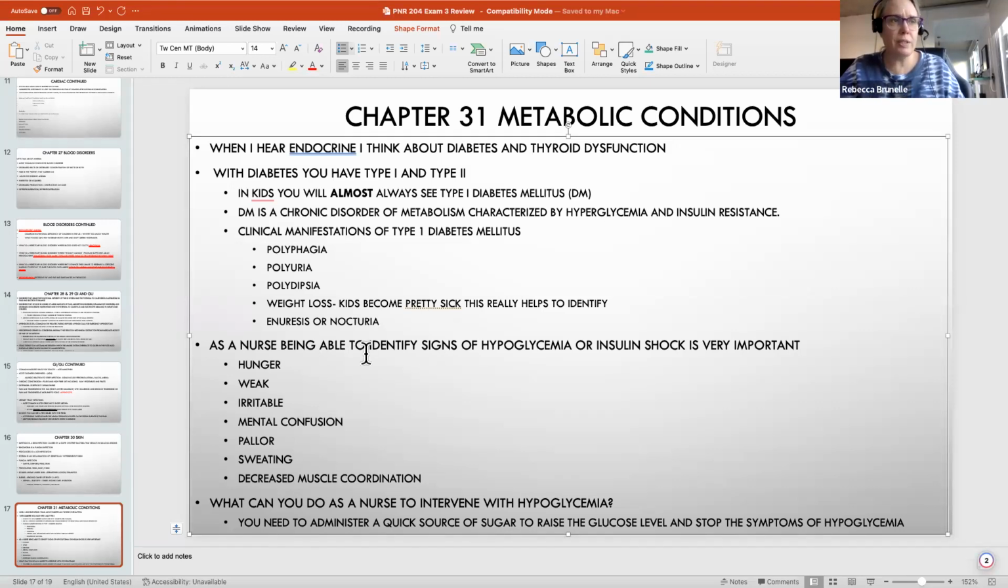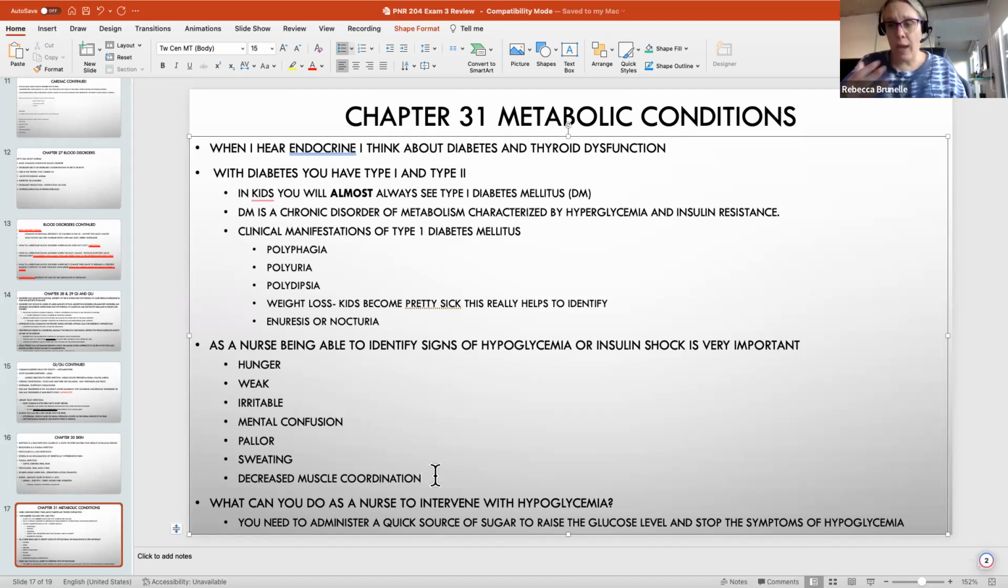This is one of the ones where you should be able to identify signs of hypoglycemia. So this would be like they got too much insulin. We also call it insulin shock. All of these on here are signs. So being really hungry, weak, irritable, kind of confused, pale, sweating.